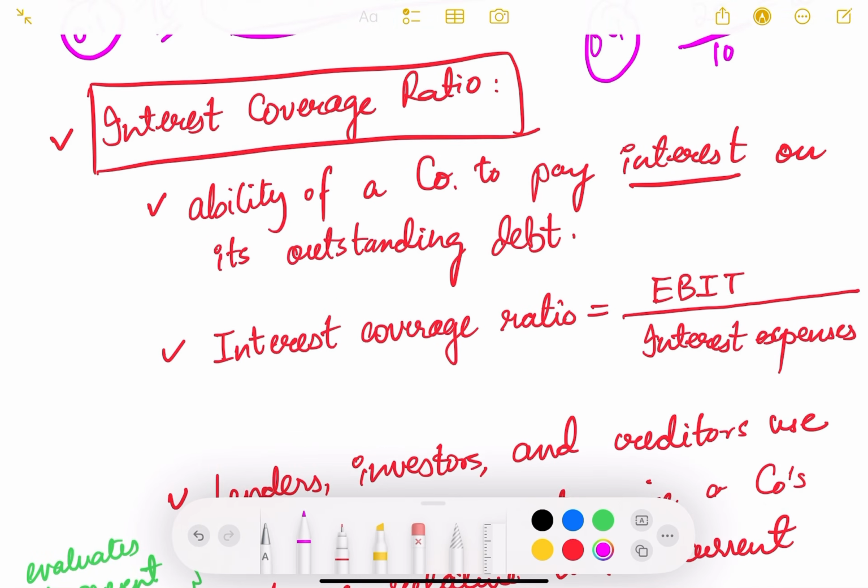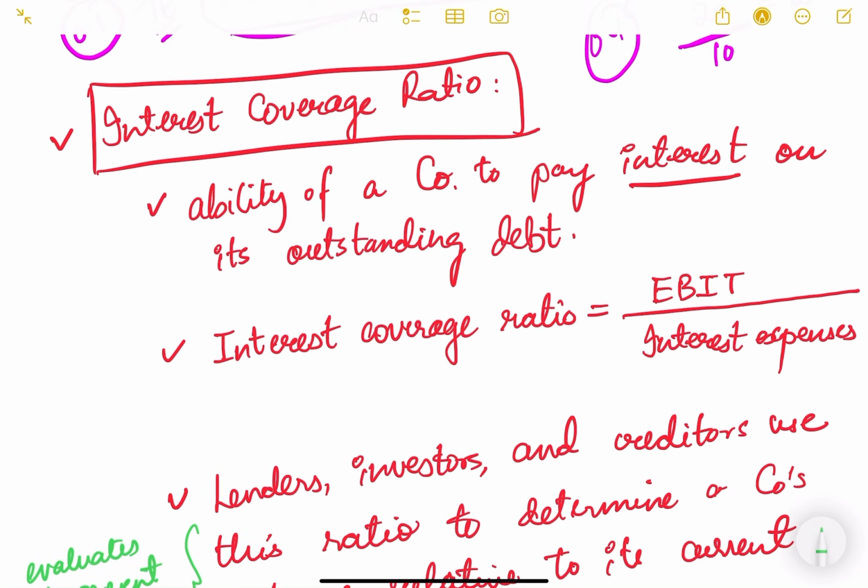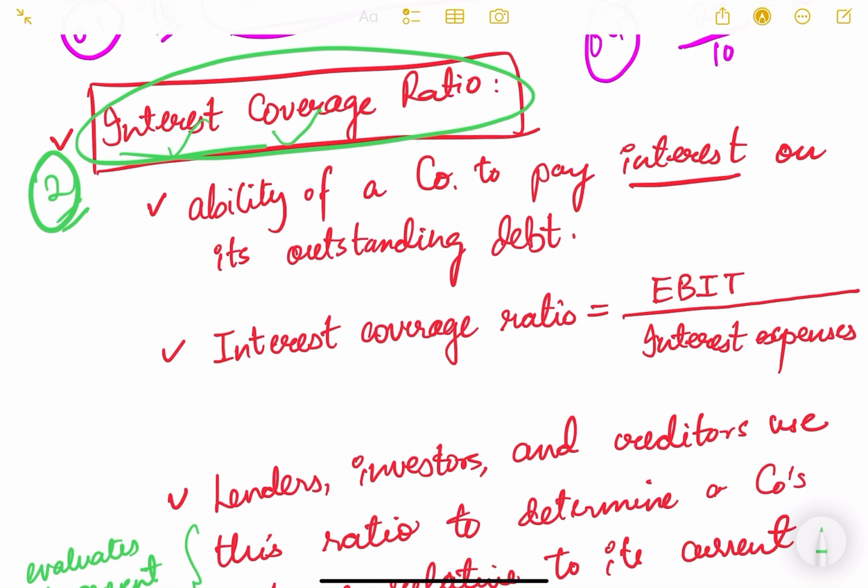Now let us come to the next metric, which is the interest coverage ratio. This is the second metric that we are going to study today, the interest coverage ratio. See, I'll tell you, interest means what? The interest that the company has to pay on the loans.